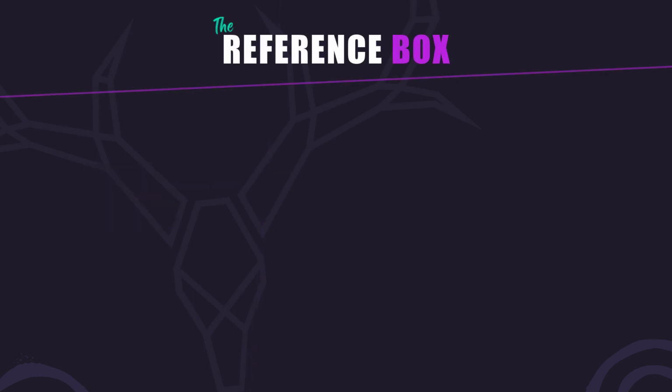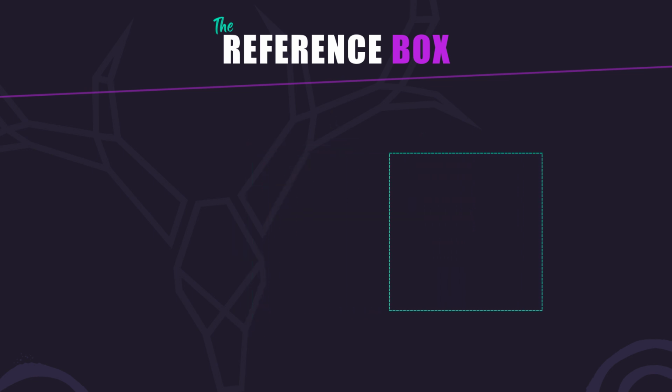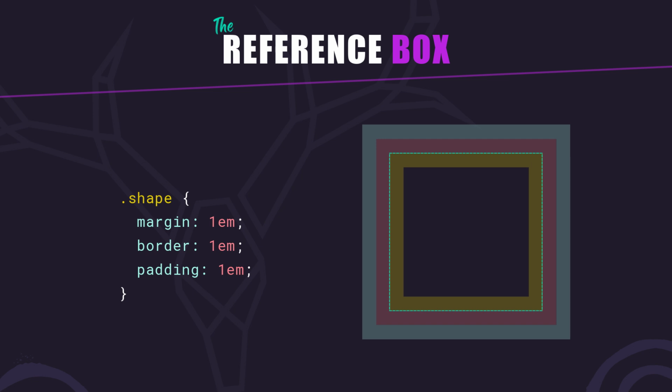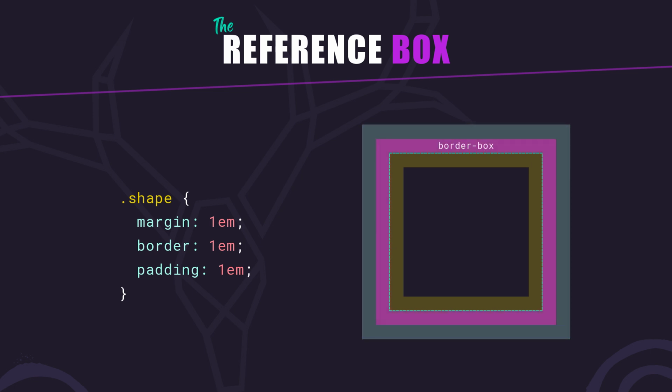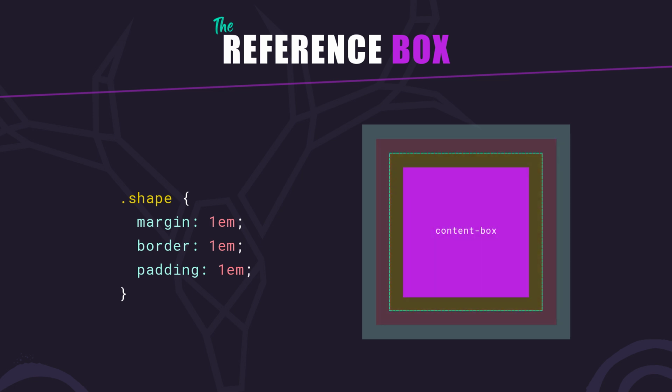The reference box is simply a virtual box that will contain the shape. This reference box also establishes the coordinate system, and it controls how the shape will be drawn and positioned. The reference box is created using the CSS box model values. As we saw earlier, these values are margin box, which is the default, border box, padding box, and content box.